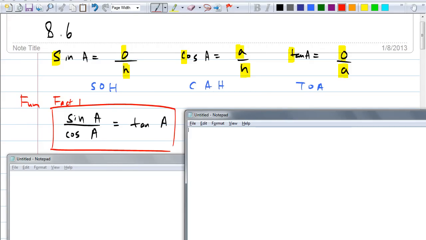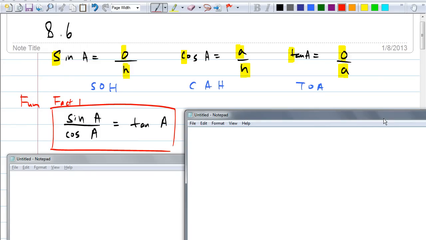If you have sine of A over cosine of A, okay, actually, you know what? I'm going to give you about a minute. Go ahead. I bet you guys could figure this out yourselves. Go ahead, everybody try it. Okay, think about it. Fun fact 1. Okay, who could help me figure this out? How about Michael? Why would this come out to tangent of that angle?